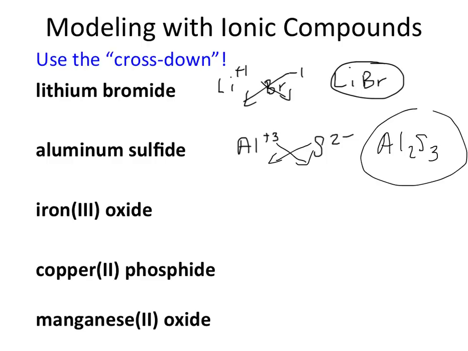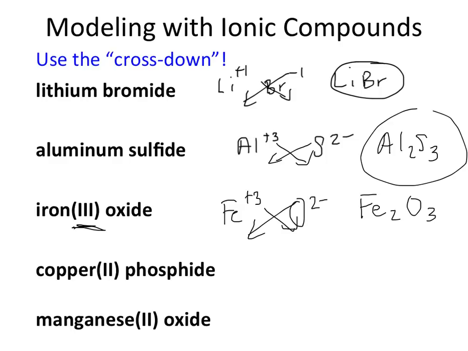Now if we look at a transition element containing compound, remember, anytime we see these parentheses, that's indicating the charge on the transition metal. So iron in this case, they've told us, is +3. Oxygen is 2- because oxide is always 2-. Cross down these ions. Fe2O3, that can't be reduced anymore, so you have your appropriate formula.